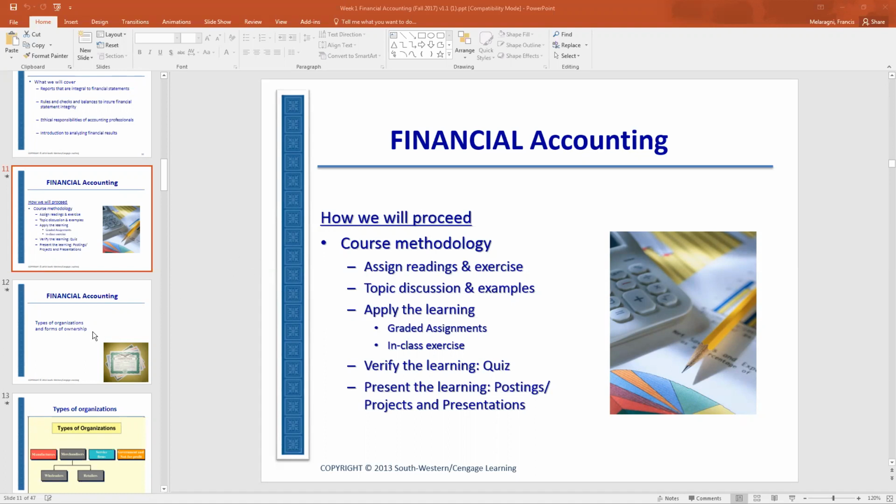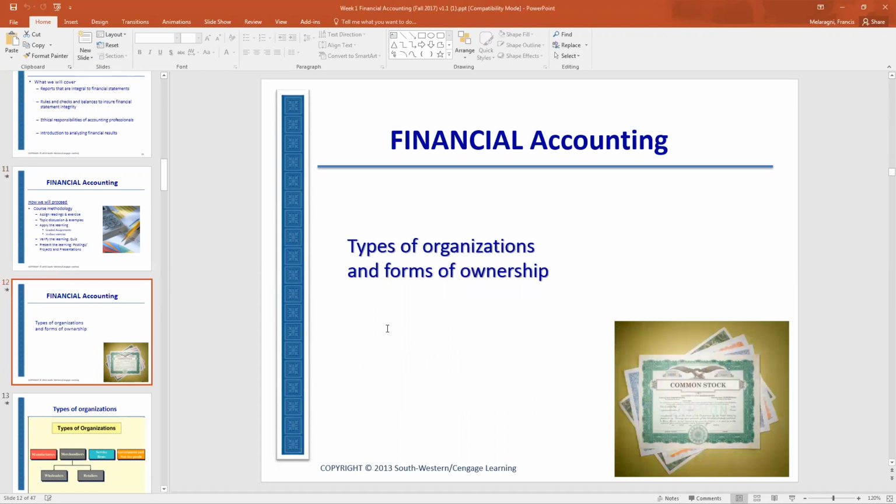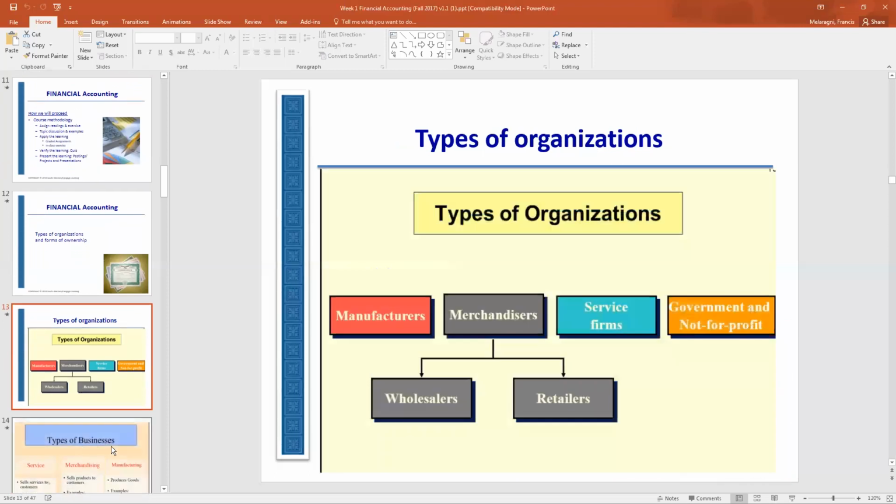So the first topic we're going to talk about are the types of organizations and forms of ownership. This is important because when we think about accounting, we're thinking about applying it to organizations. So let's get a firm understanding of what we mean by that, and then we'll talk about the forms of ownership. So when we talk about types of organization, there's really three kinds here. I know there's four listed here, but I'm going to deal with this fourth one, nonprofit, not in this types of organization, but in terms of forms of legal ownership.